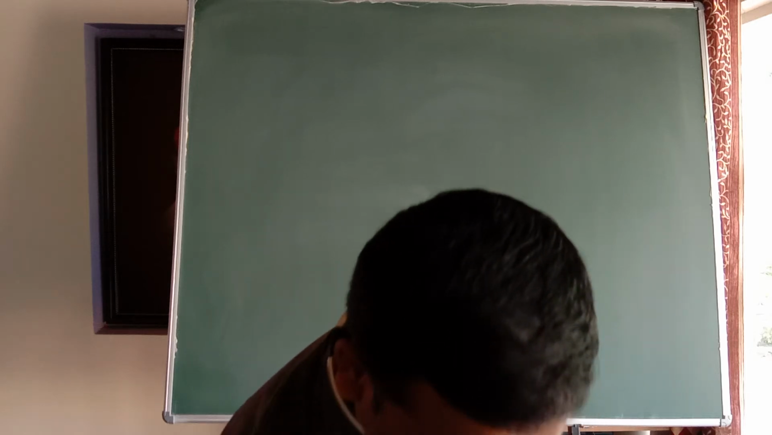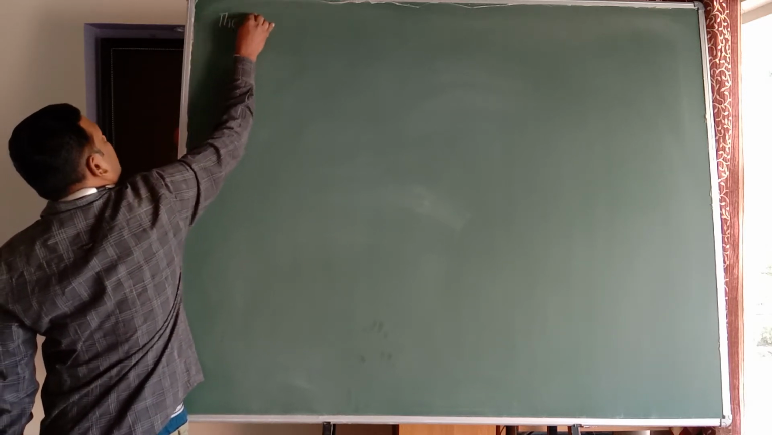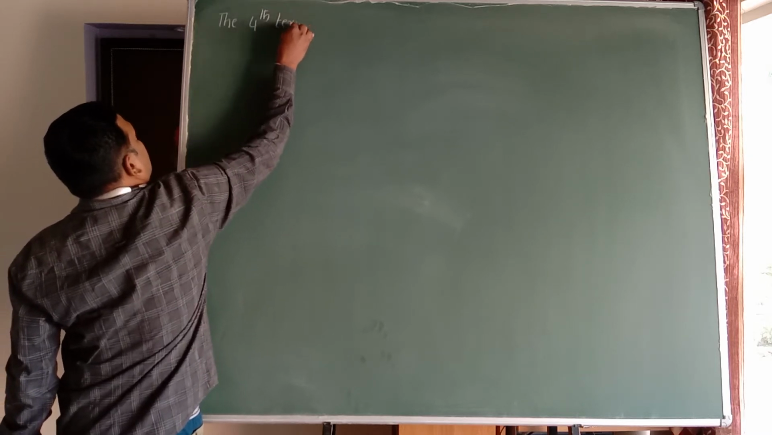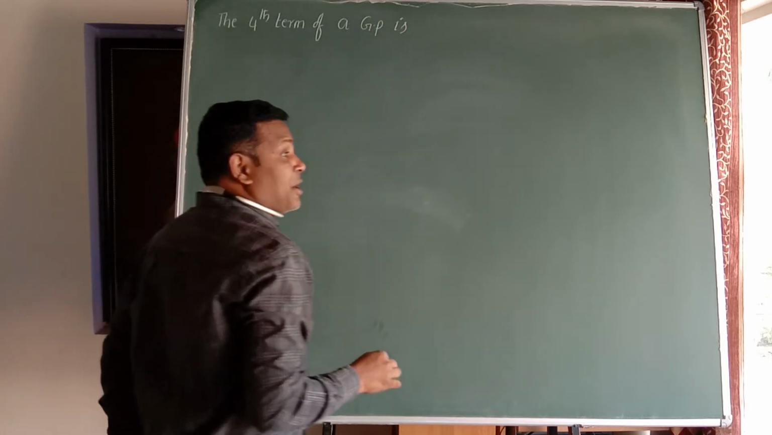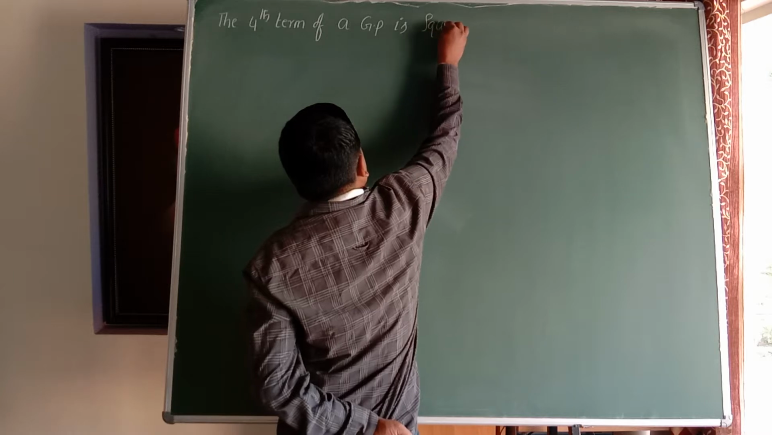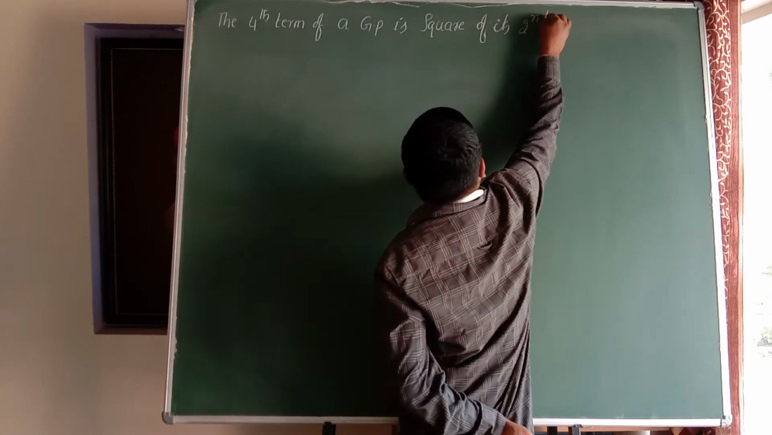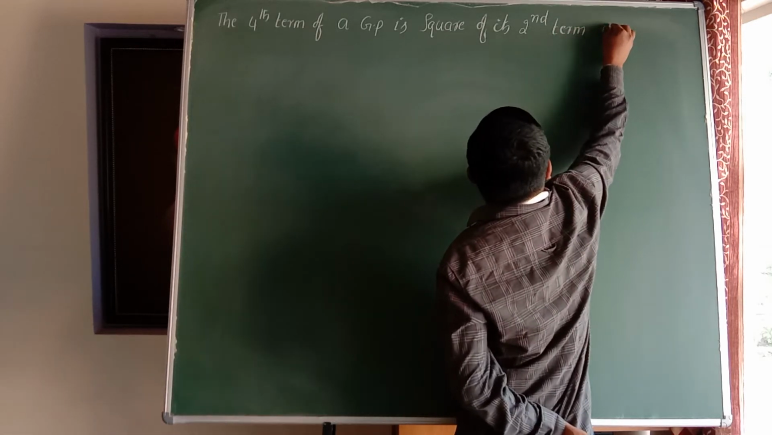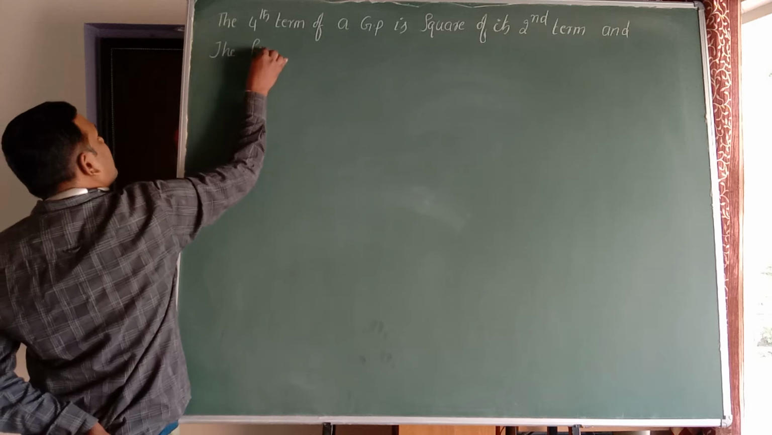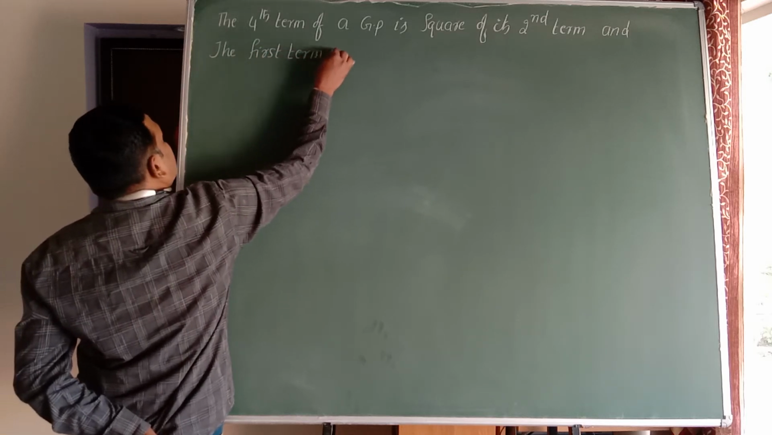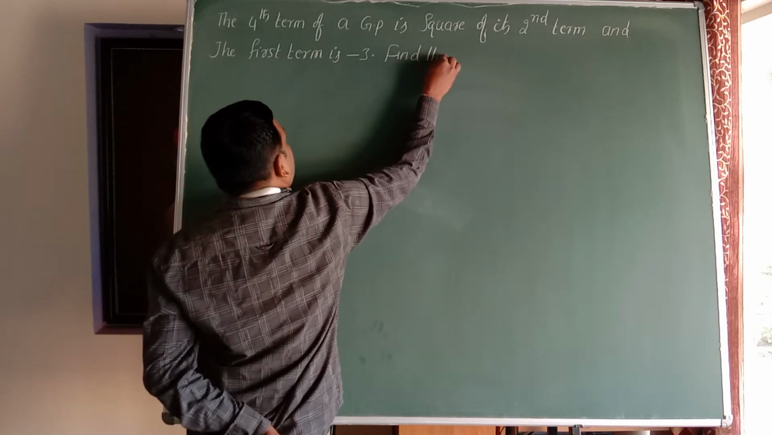Okay, look at the next question here. The fourth term of a GP is the square of its second term, and the first term is minus 3. Find the seventh term.